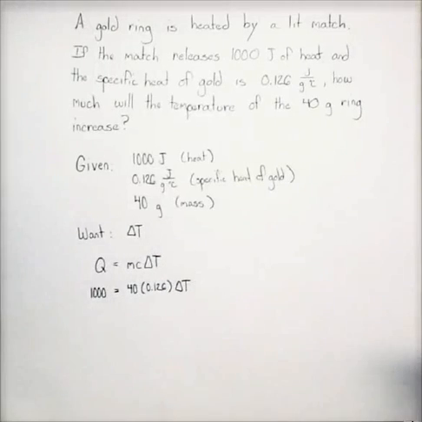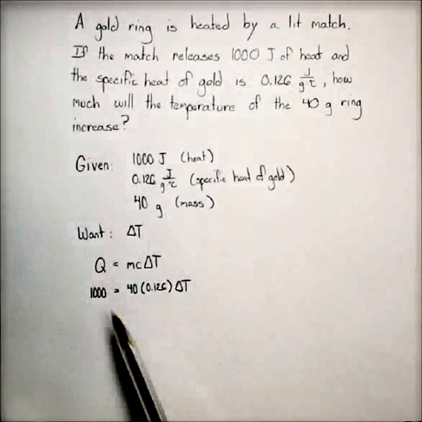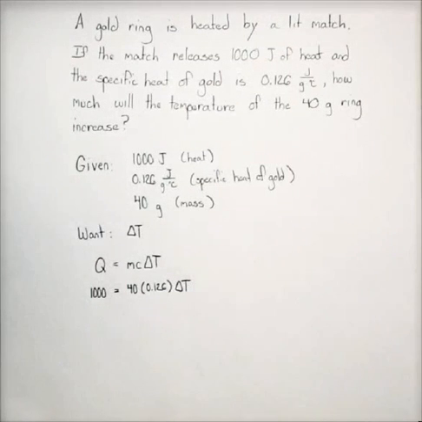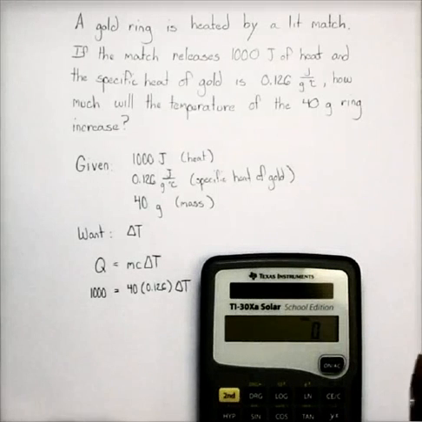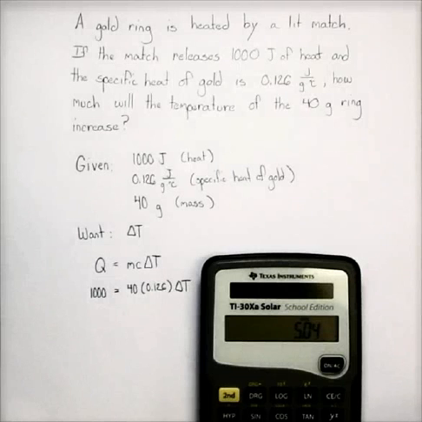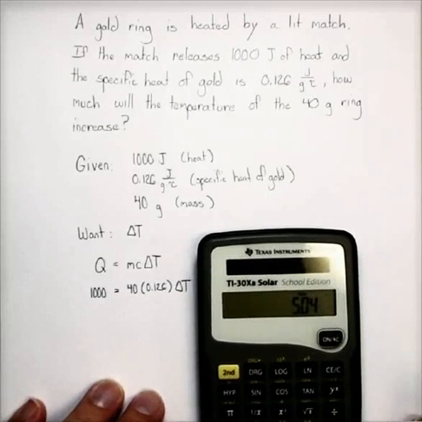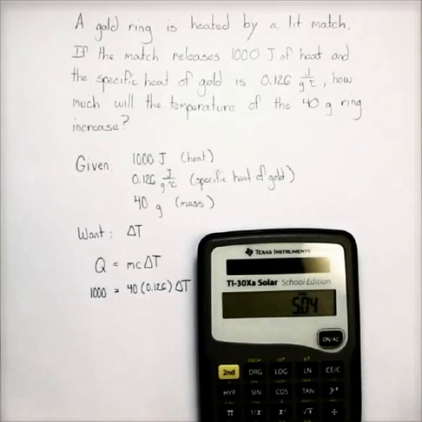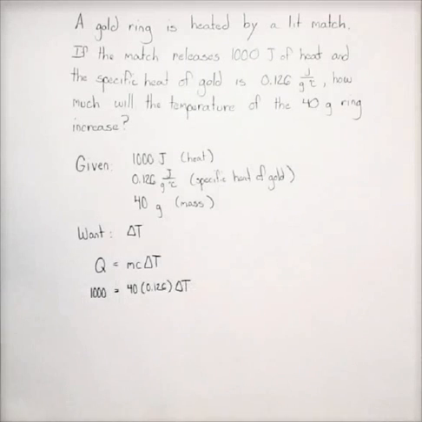So now I need to solve this problem. So let's simplify first. I can do 40 times 0.126. Yay for trusty calculators. 40 times 0.126, and we find that that is 5.04. So notice that I'm not going to rush ahead and try and do this all in one step and then just present my answer. I'm going to do this a piece at a time. So again, I multiplied 40 times 0.126, and I got 5.04.